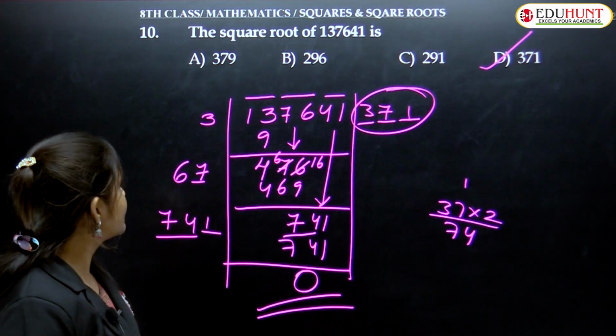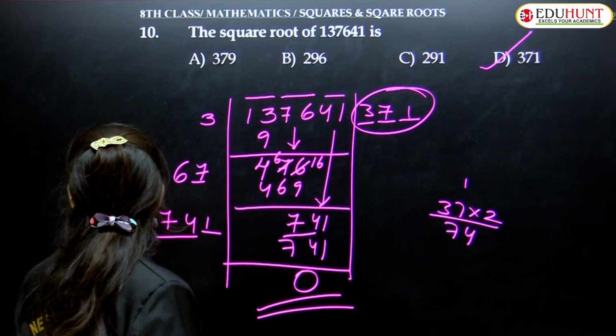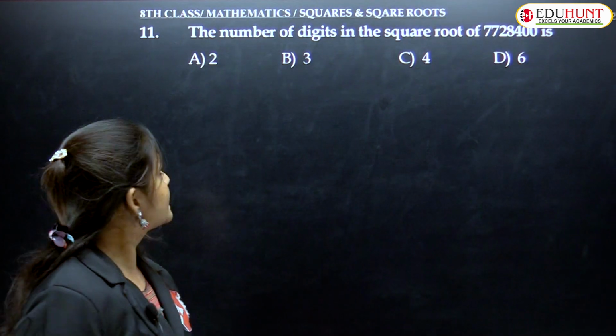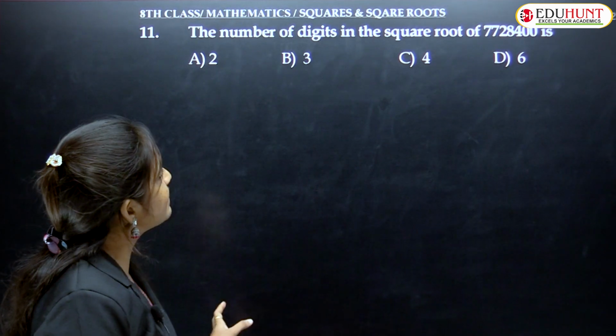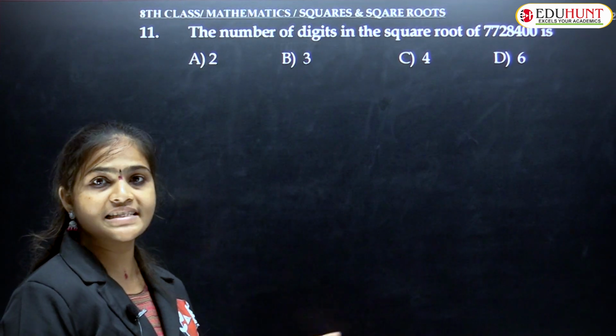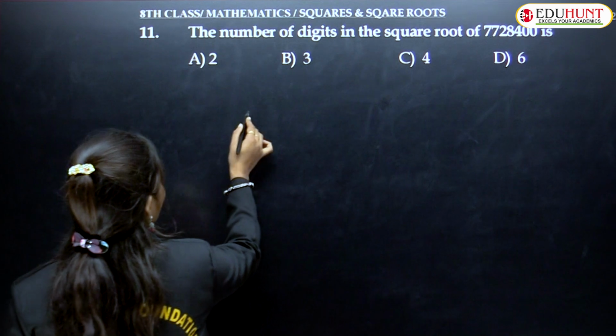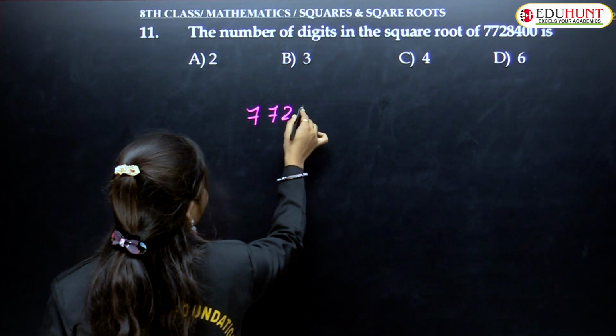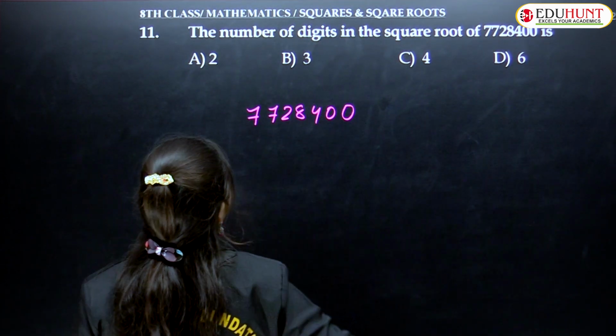Okay. So children, let us see the next one. 11th question, see here. The number of digits in the square root of, number of digits they are asking. So here, what is the given number? 7728,400.